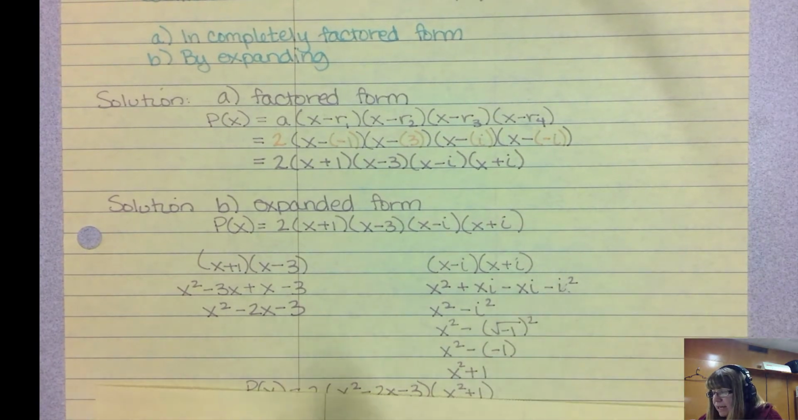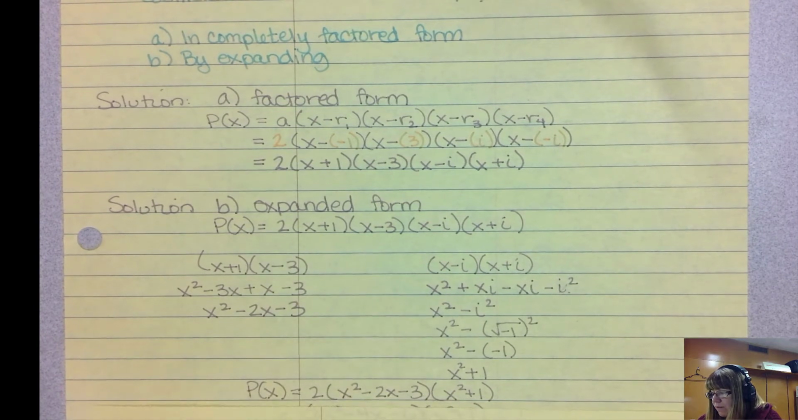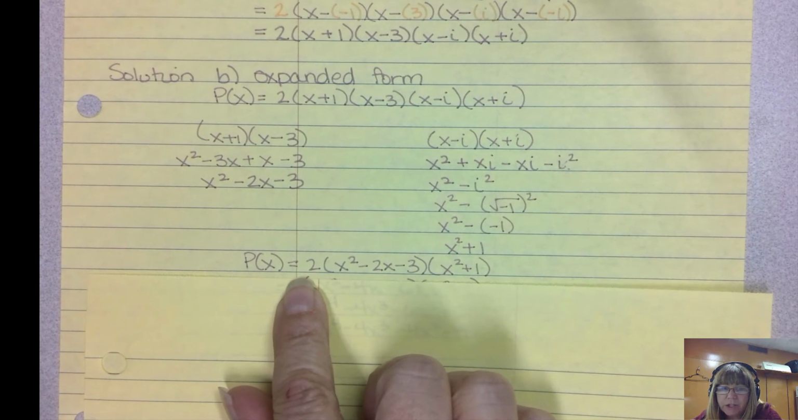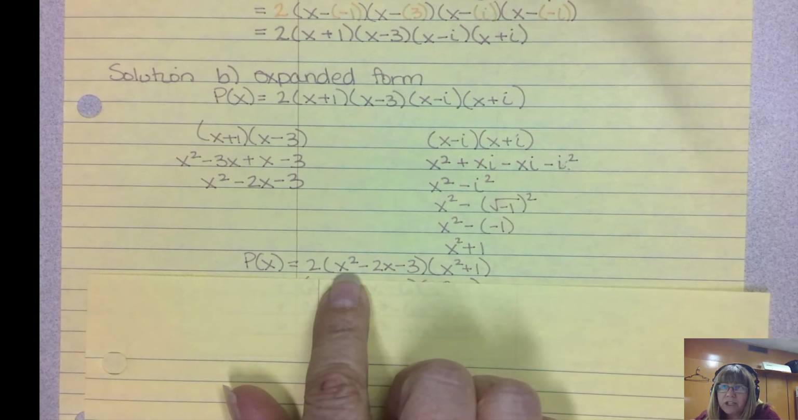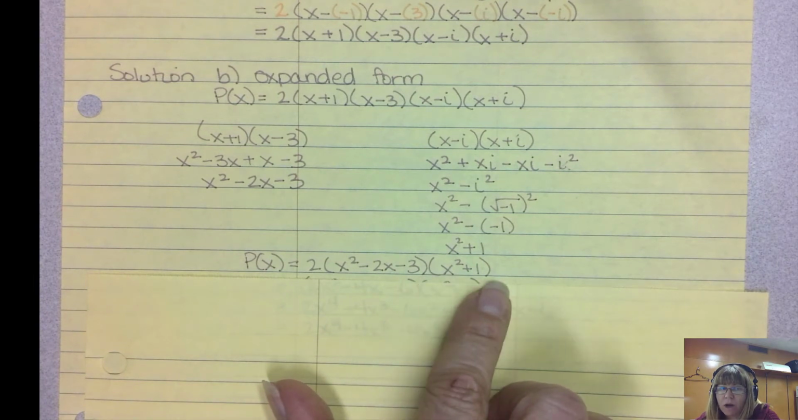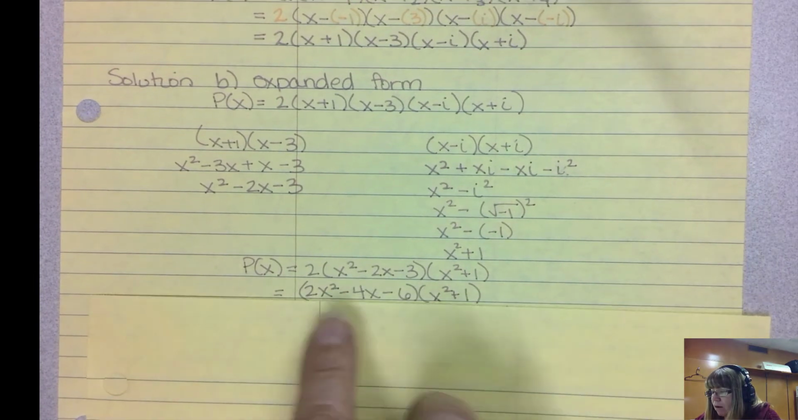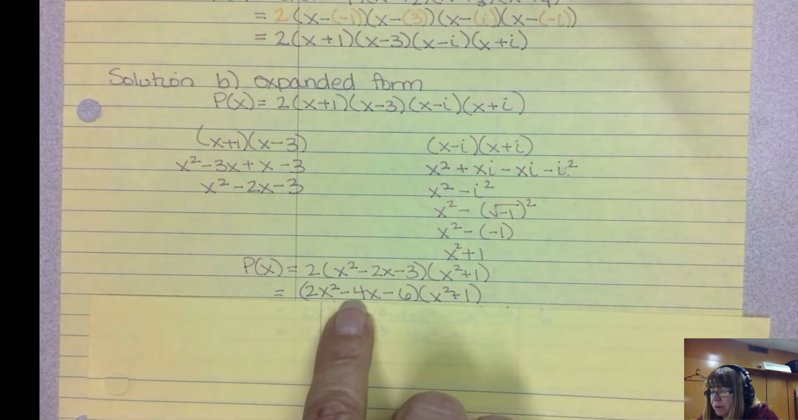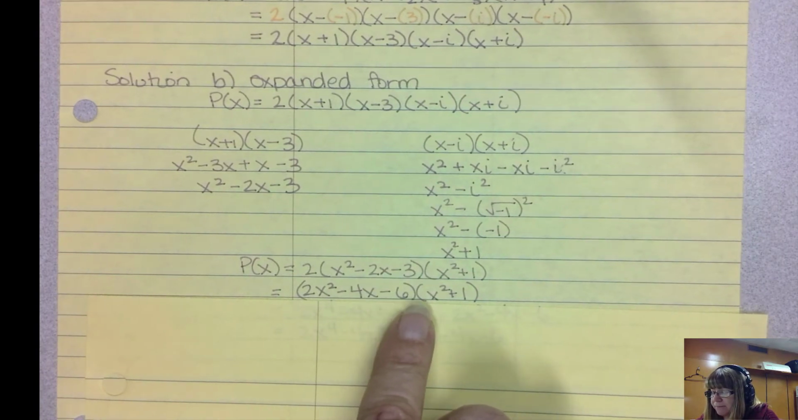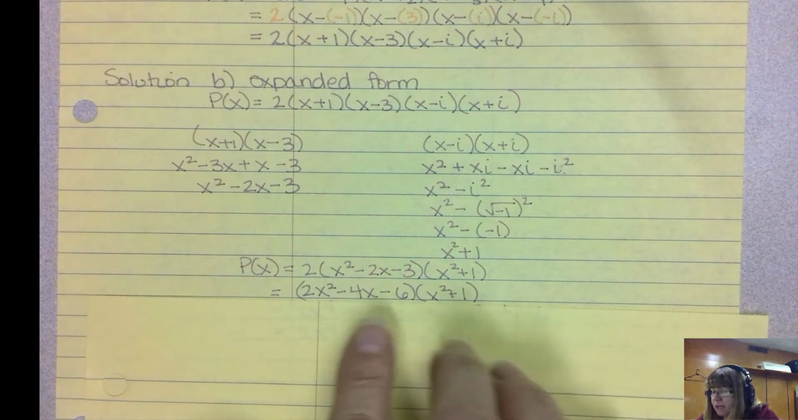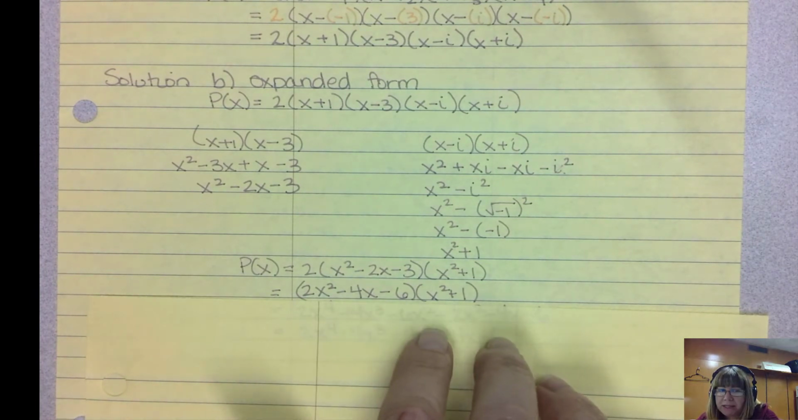Bringing these all together, and don't forget I have that 2 in front, my polynomial is 2 times x squared minus 2x minus 3 times x squared plus 1. Now, I'm going to go ahead and multiply 2 through, and I get 2x squared minus 4x minus 6. And now it's just foiling it. Each term in the first factor has to be multiplied by the second factor.